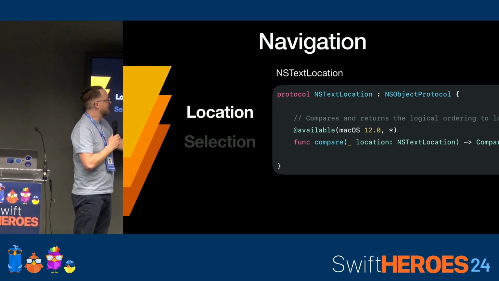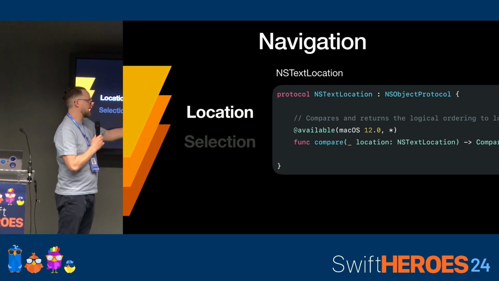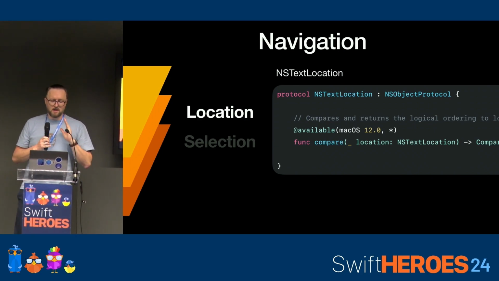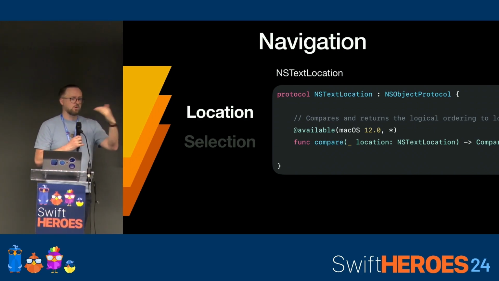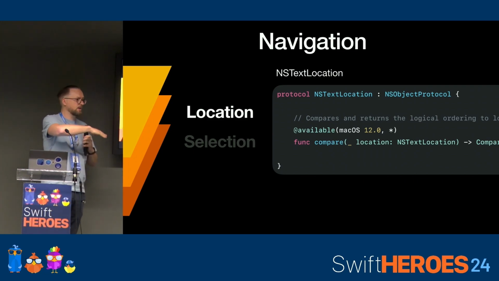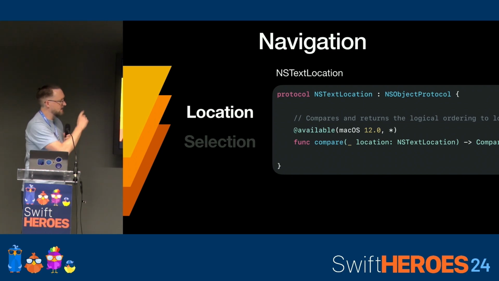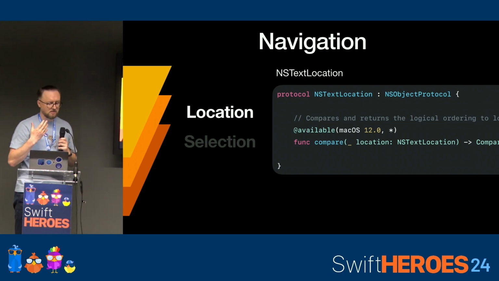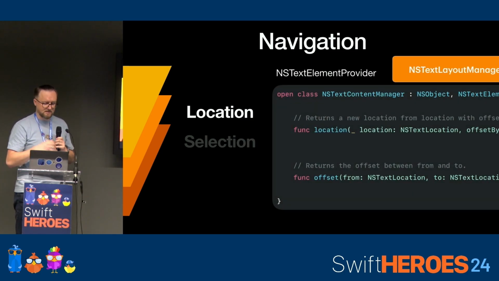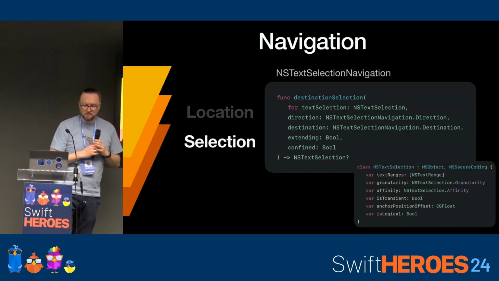Location is abstracted. So we only work with the location, which has one function, compare, and it answers the question of whether another location is before or after. Thanks to that, the storage provider is very abstract. The storage provider can understand this location, but you as a consumer don't have to. And that's how the content manager uses that.